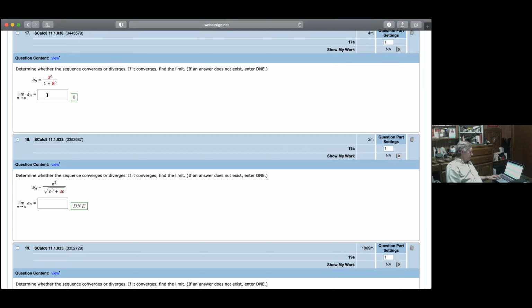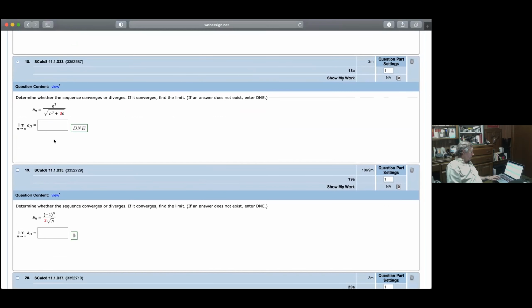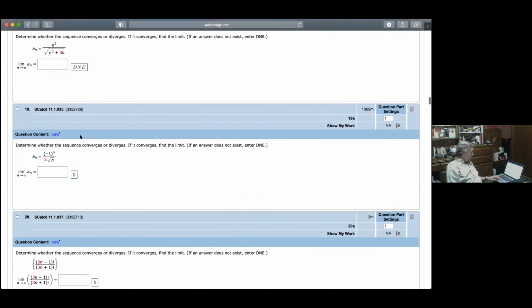Down here, this is n squared and this is n to the 3/2. I don't worry about this 3n business. This is like n to the 3/2, and this is like n to the 4/2. So it's going to be like the square root of n. It's going to go to infinity. It says does not exist, but I know that already.